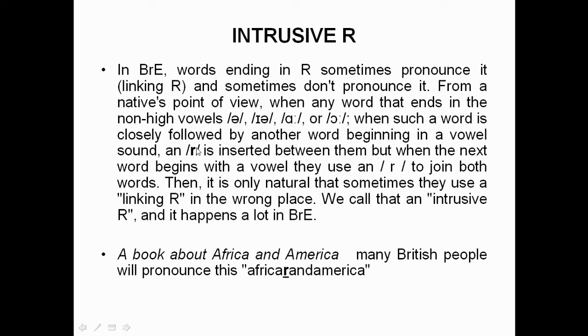A word ends in one of these vowels, and the next word also begins with a vowel sound. So what do natives do? They insert an R there for the sake of fluency, for the sake of connectivity. That is very natural for them, but for non-native speakers that becomes a little troublesome and problematic. So we can call that intrusive R, and it happens a lot in British English. Look at this example: Africa and America. Africa ends in a schwa sound and it is joined with an R. This is intrusive. Intrusive means that it has been inserted, it was not there.